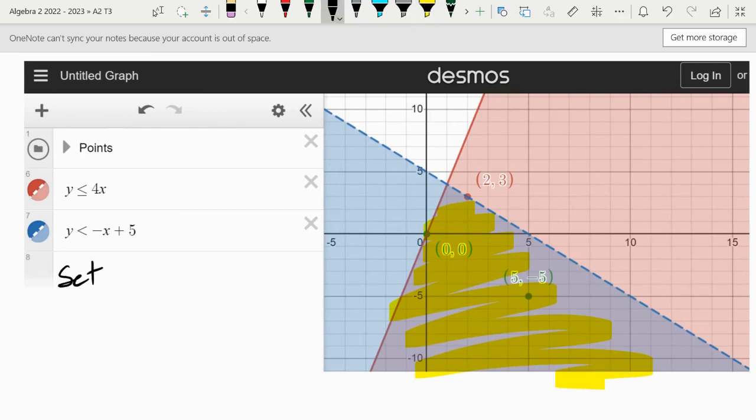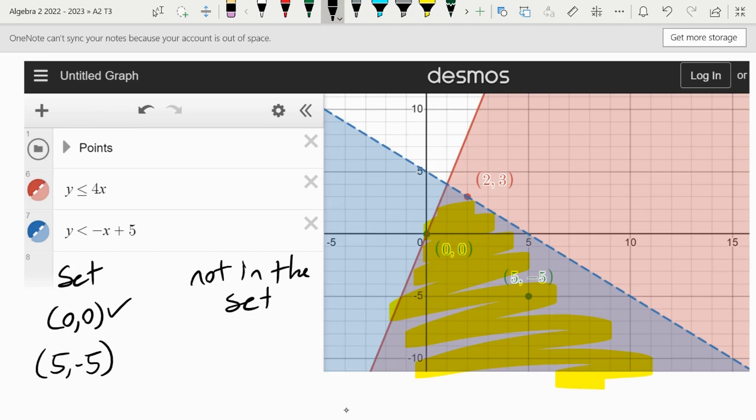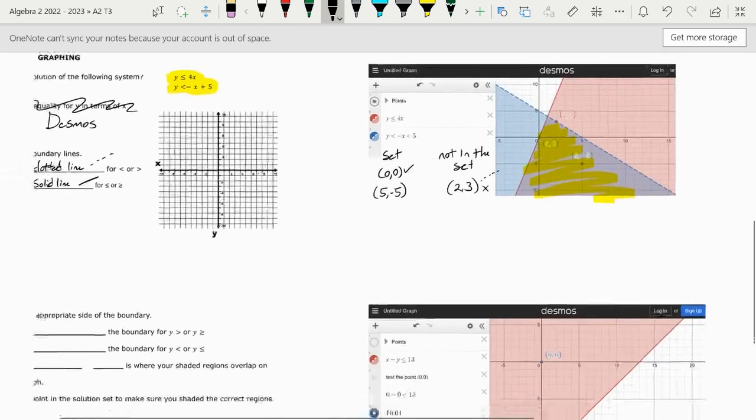For example, in the set, we have a couple of points. We have 0, 0, which is in the set, and 5, negative 5, which are in the set. 0, 0 is on the line, and that's okay because it's on the solid line, but not in the set is the point 2, 3, which is on the dotted line, which means that it's not in the set. The dotted line means that every point on that line is actually not included in the solution set. When you watch the word problems video, this will make a lot more sense.